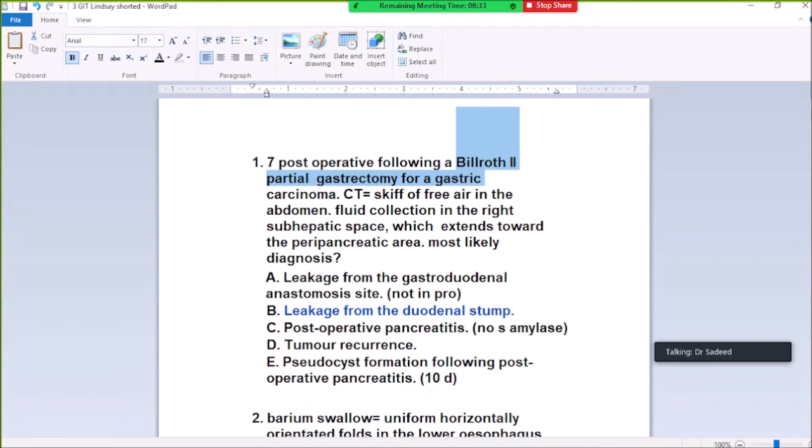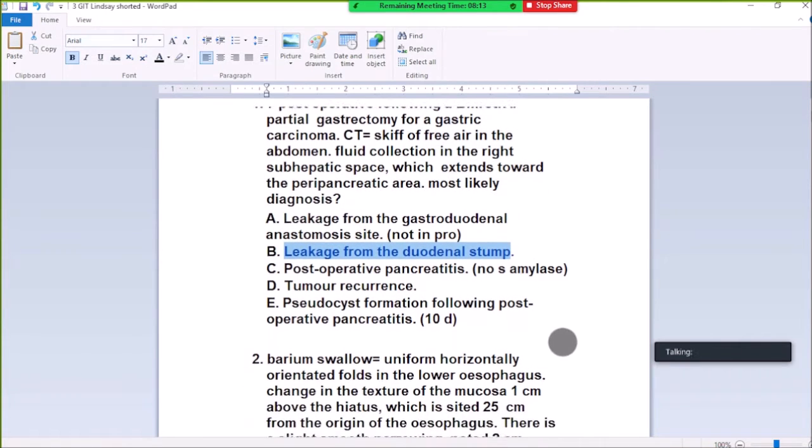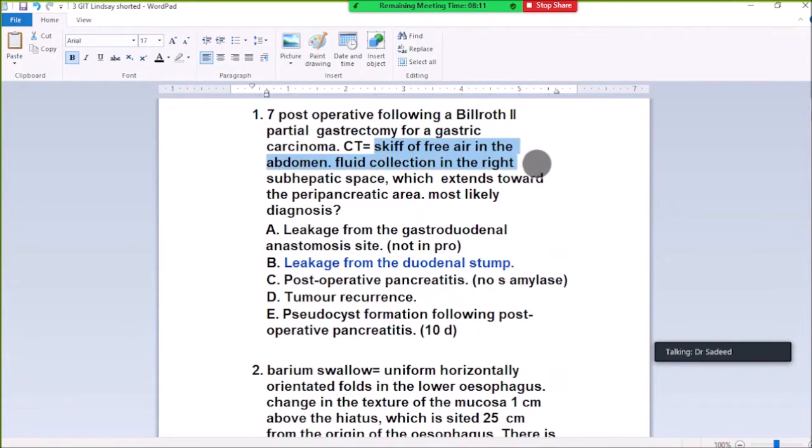We do not do gastroduodenal anastomosis, so this is wrong. Post-operative pancreatitis, there is no serum amylase increase, so this is not pancreatitis. Tumor recurrence is also not correct. Cyst formation is not correct because it occurs after 10 days, and here it is 7 days post-op. So the answer is leakage from the duodenal stump, correct? Free air in the abdomen, fluid collection in the right subhepatic space, so it is leakage from the duodenal stump.